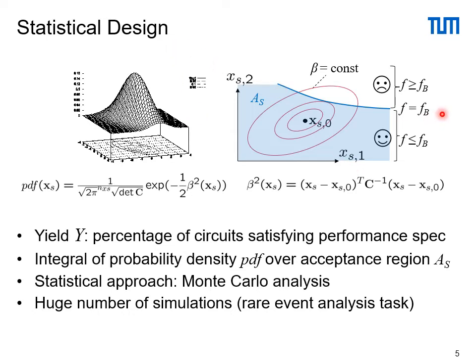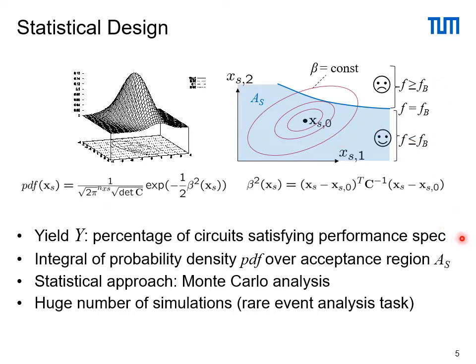When you pick one specification bound, so some value f_B for one performance feature, and you should be below that, then there is something like a line, well, a hyperplane if you have more than two parameters, which separates the parameter space into two halves. This is where the circuit is violating the performance spec value. The blue one here is the half space where it satisfies it.